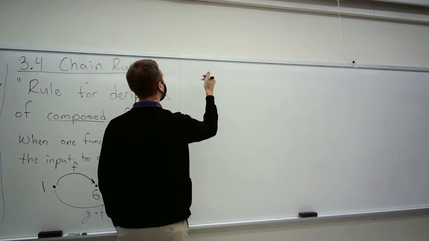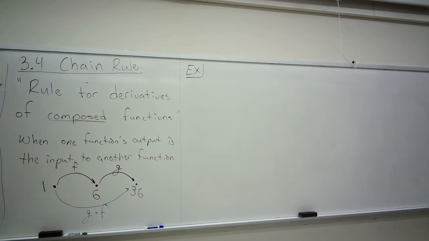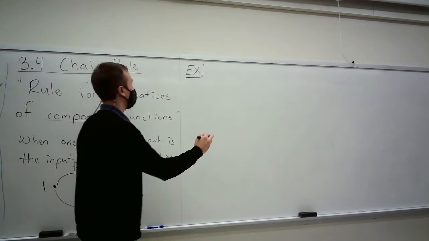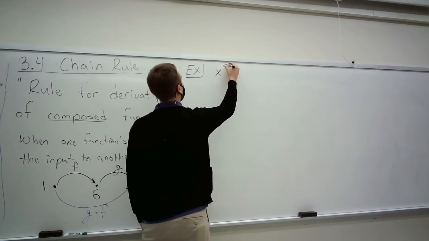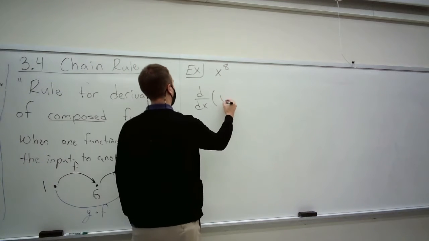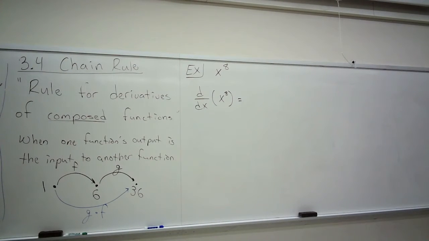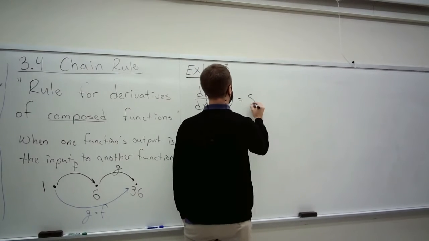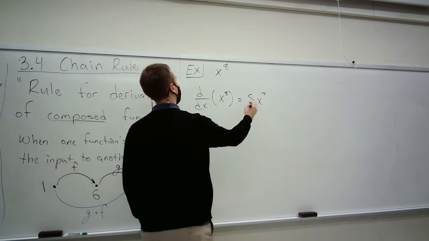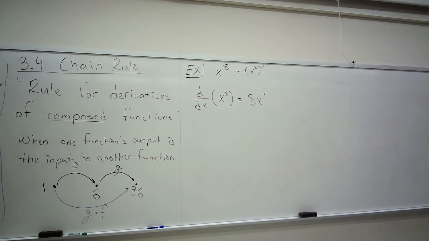Let's take a really simple example. The simplest example I can honestly think of would be a power function. You can already do this. What is the derivative of x to the eighth? Very good. X to the eighth is also the same as x squared to the fourth, right? You agree? Based on that multiplication rule we looked at before.